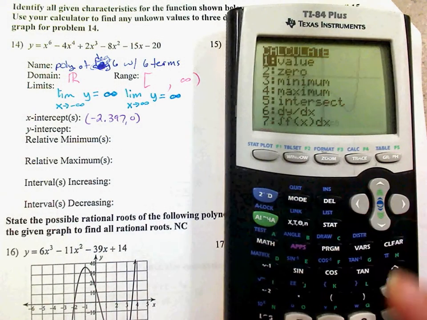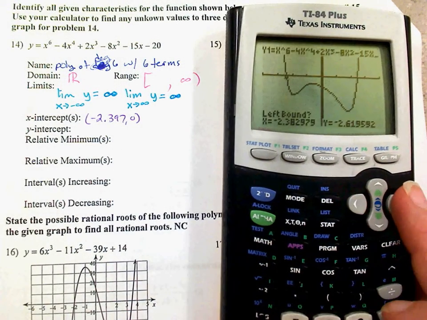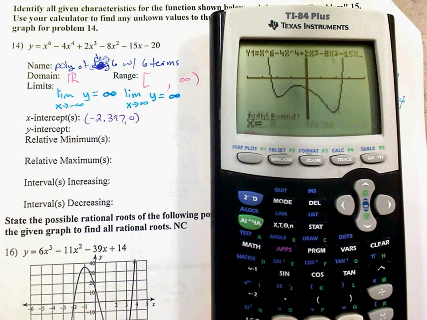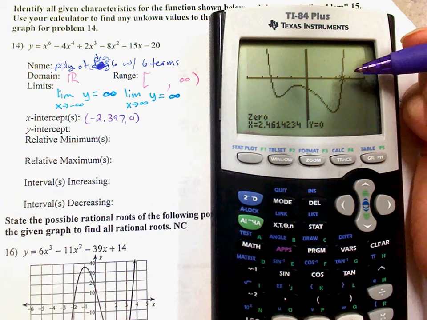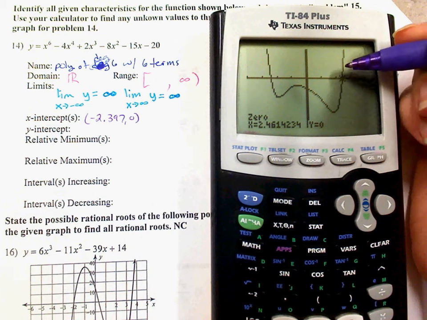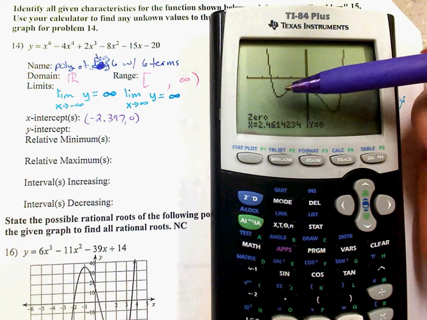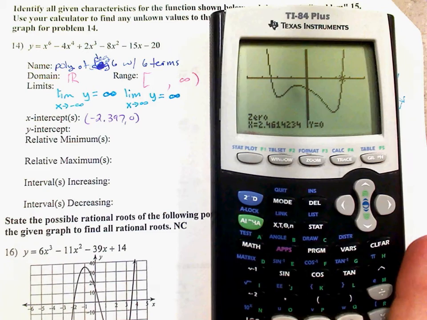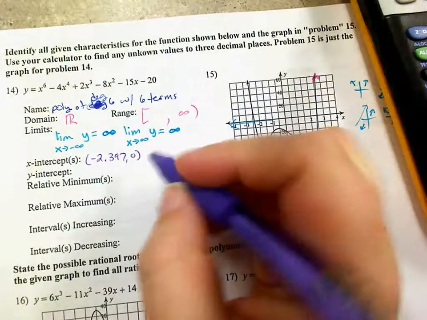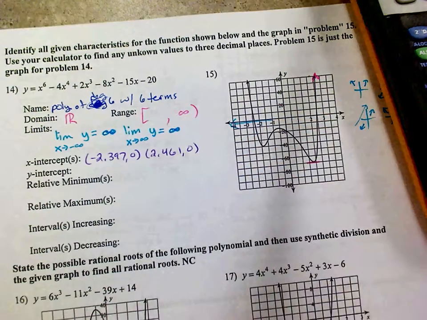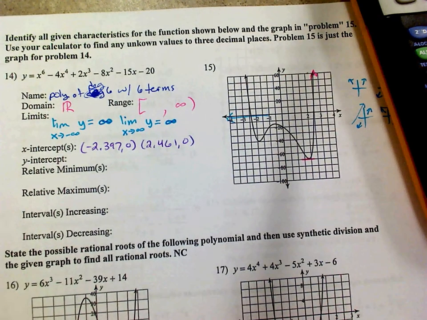Second calculate, I want to find the next 0. It's between 2 and 3 as well, right? On the positive side. So 2 is my left, 3 is my right. Enter. Now guys, if you do left bound and right bound, remember left will be below it in this case and right will be above it. Whereas over here, left was above it and right was below it. Yeah? And 2.461. So 2.461, comma 0.